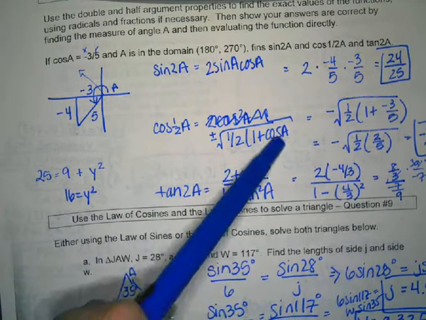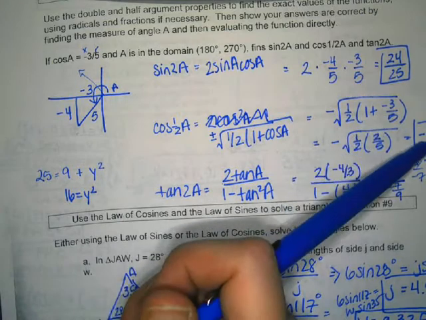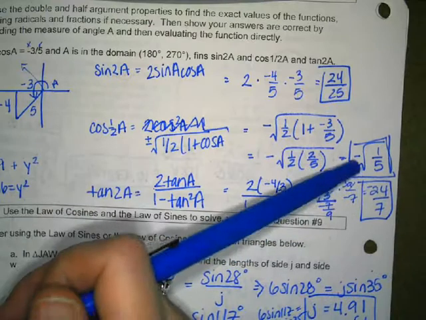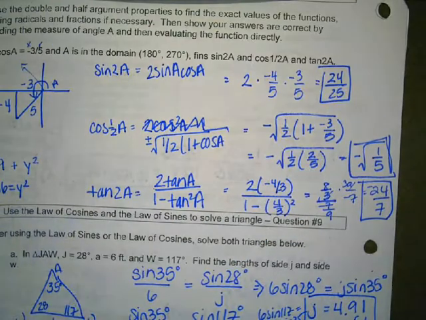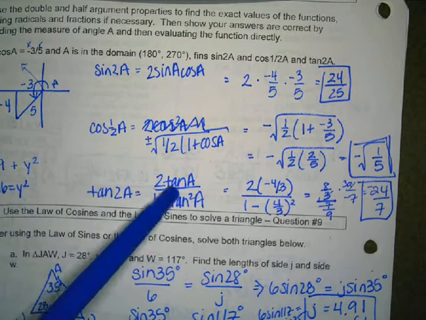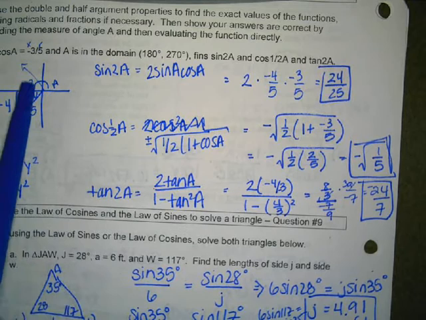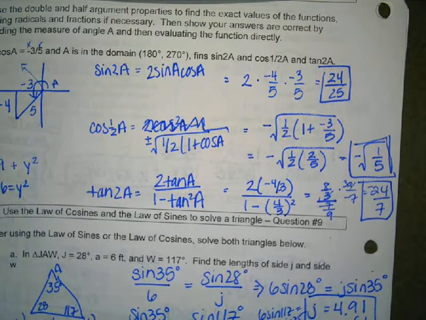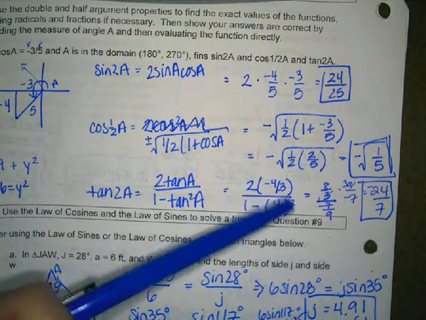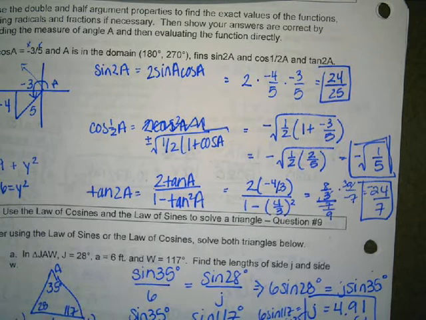Cosine of A gets replaced with -3/5, and then all of this is just simplifying. And you could get negative square root of 5 over 5 if you wanted to rationalize. Same thing with tangent. Tan A here is opposite over adjacent, so -4 over -3, which is 4/3. And then I have to square the 4/3 on the bottom, and then it's just simplifying from that point to get -24 over 7.